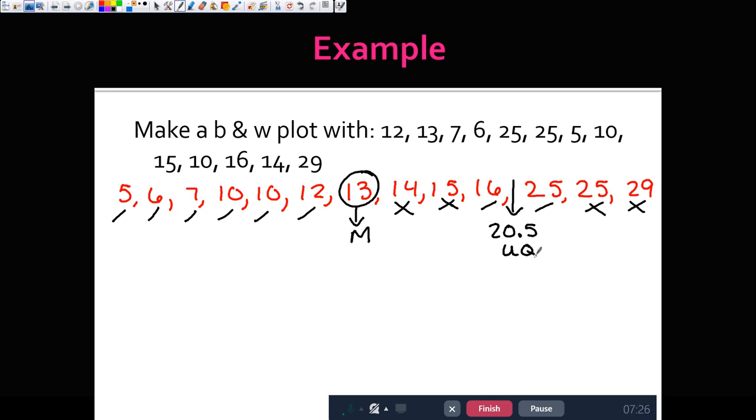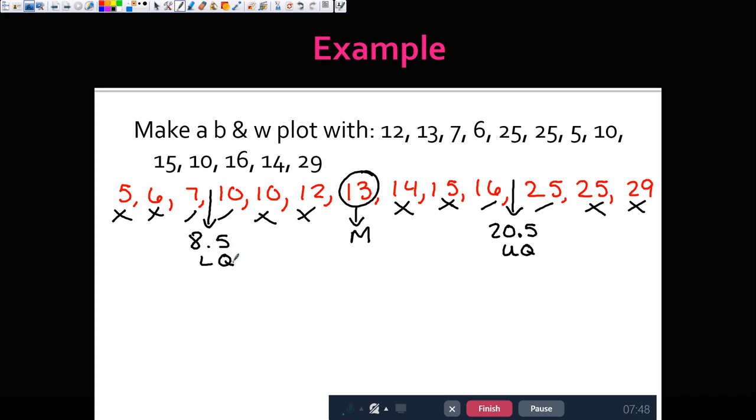Okay? We're going to do the same thing to find our lower quartile. It's going to be in between 7 and 10. So I'm going to add 7 plus 10, which is 17. 17 divided by 2 is 8.5. Lower quartile.